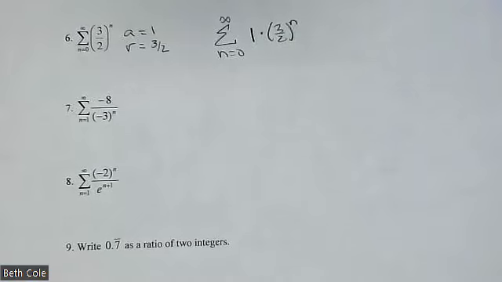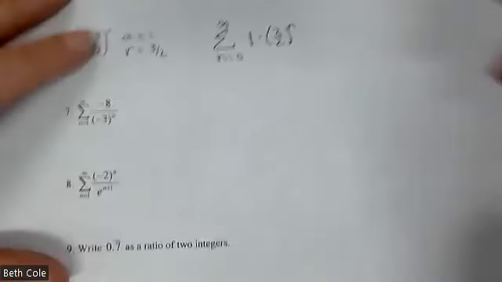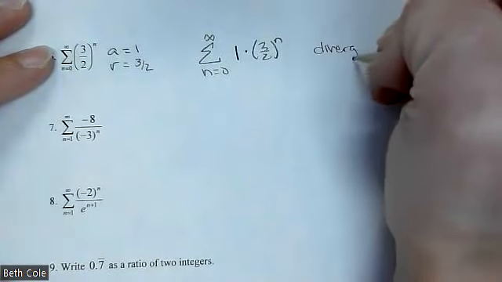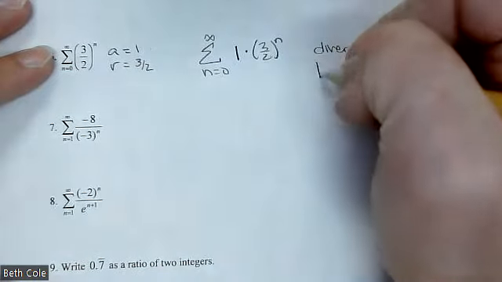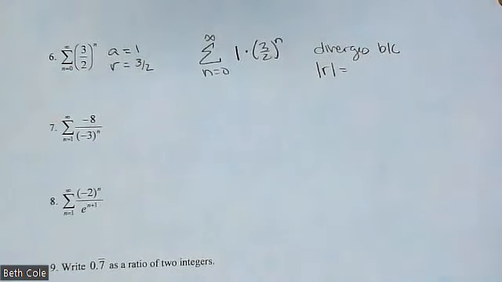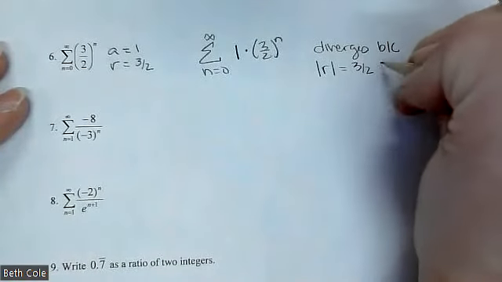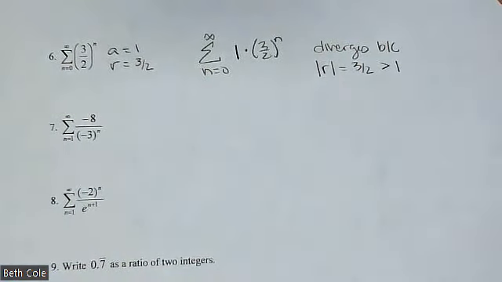All right, so does it converge or diverge? Good. We would say diverges because the absolute value of r equals 3/2, which is greater than 1. And then you're done. You don't do the problem because you can't.